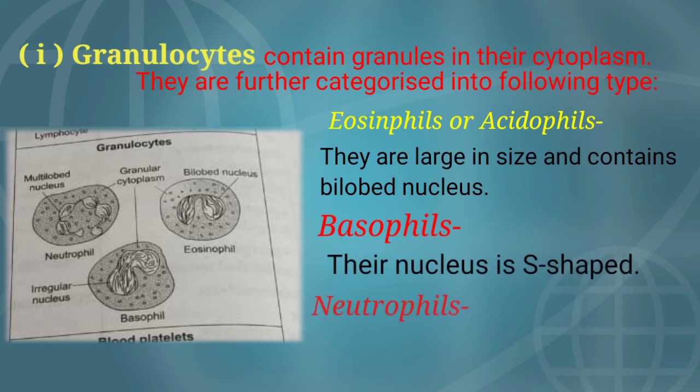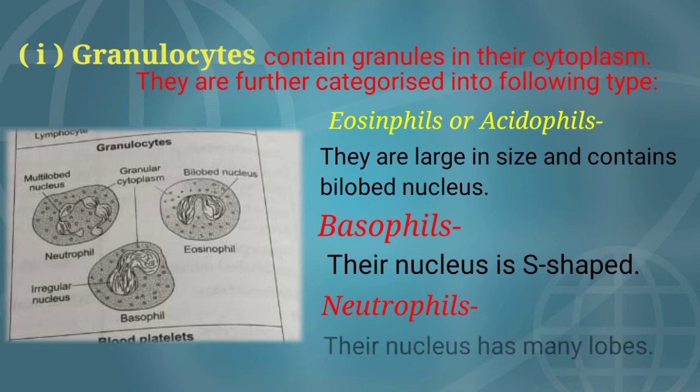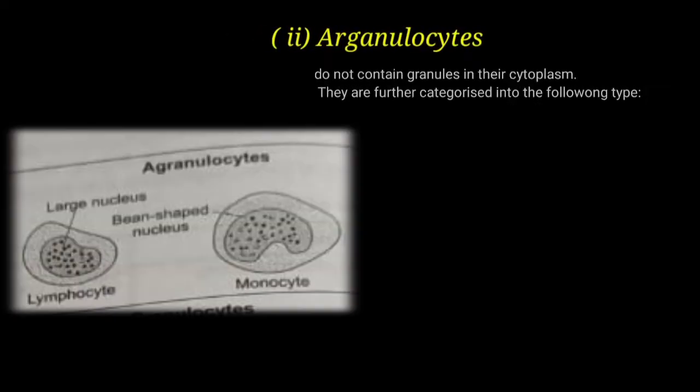Now eosinophils are large in size and contain a bilobed nucleus. Basophil, their nucleus is S-shaped. Neutrophils, their nucleus has many lobes. Now next is the agranulocyte.